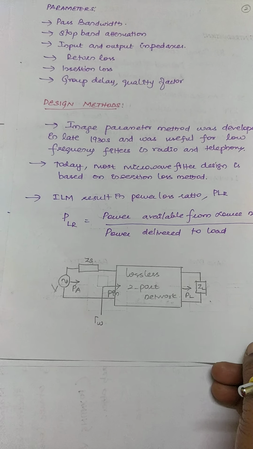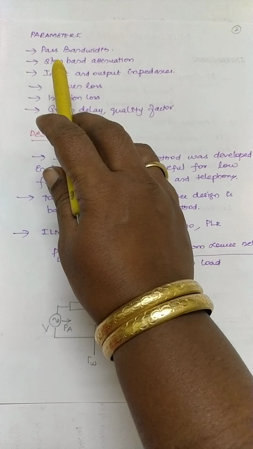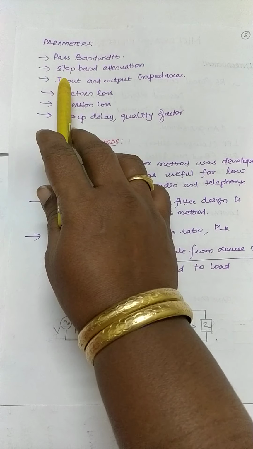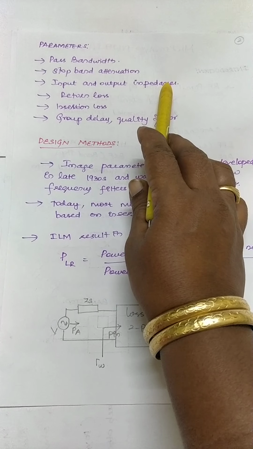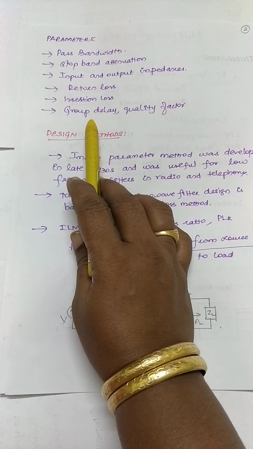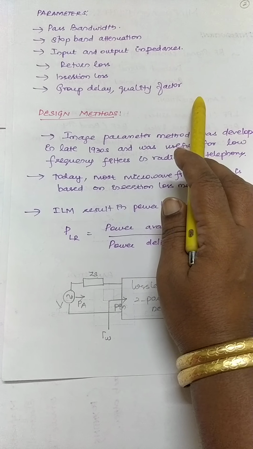Now we will see the parameters related to the filters: pass bandwidth or 3 dB bandwidth, stop band attenuation, the input and output impedances corresponding to the filter, the return loss of the filter, the insertion loss of the filter, the overall group delay and the quality factor.